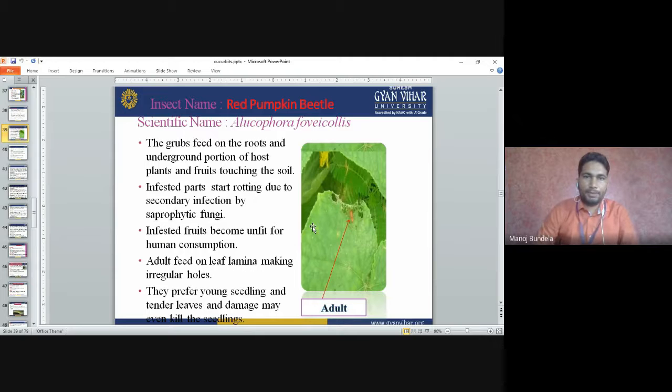Next is red pumpkin beetle. The grub feeds on the roots and underground portion of the host plants and fruits touching the soil. The infested part starts rotting due to secondary infection by saprophytic fungi. The infested fruits become unfit for human consumption. The adult feeds on the leaf lamina making irregular holes. They prefer young seedlings and tender leaves, and damage may kill the seedlings.